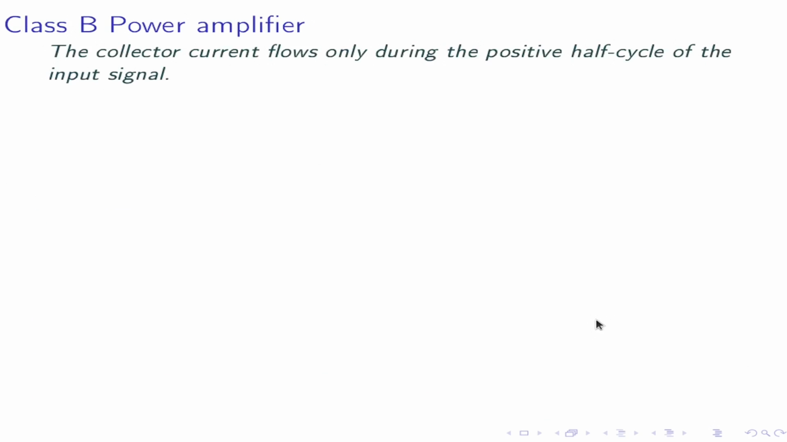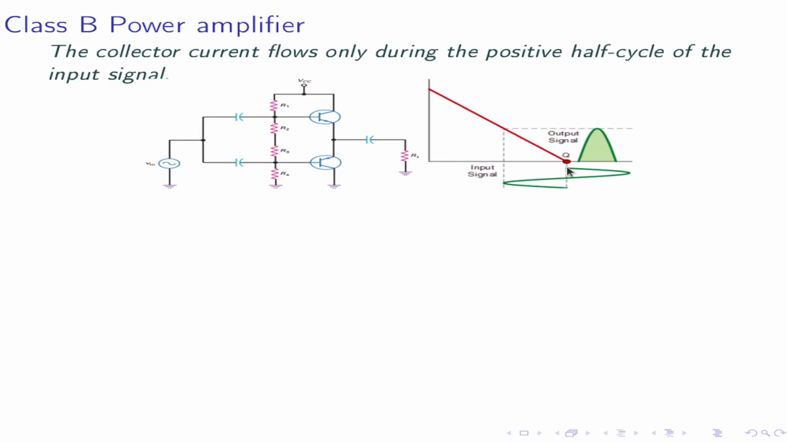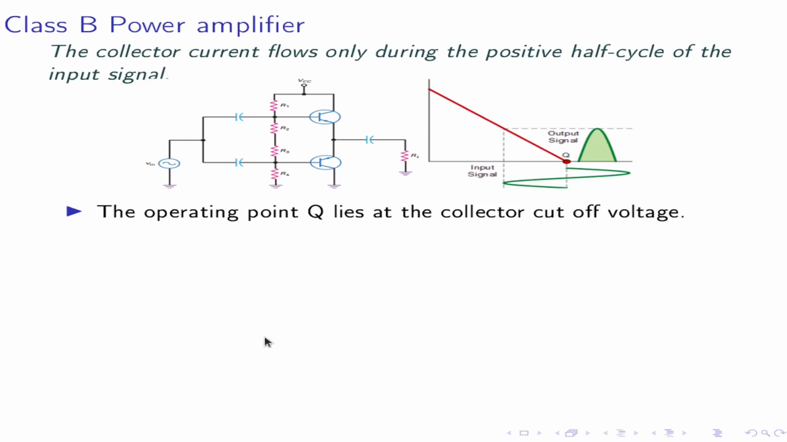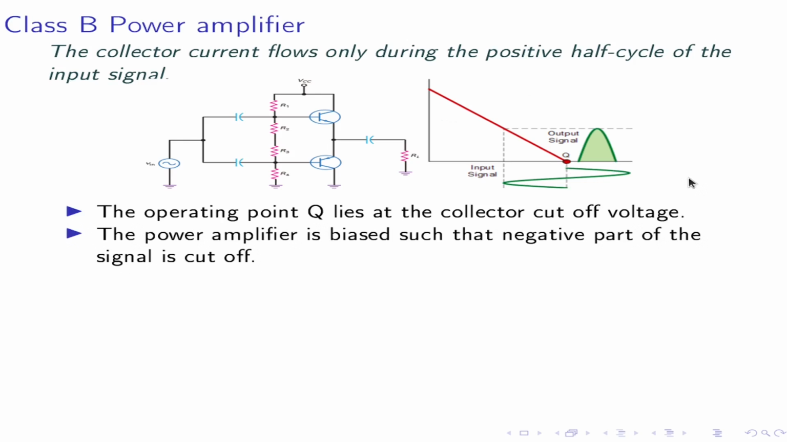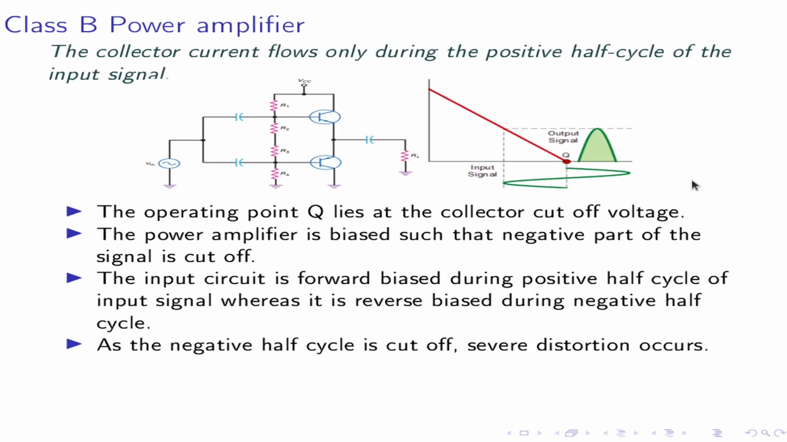Class B power amplifier. In Class B power amplifier, the collector current flows only during the positive half cycle of the input signal. This is a Class B power amplifier. Here we use 2 transistors. The Q point is here and only the positive half cycle is used in the output signal. The operating point Q lies at the collector cutoff voltage. The power amplifier is biased such that the negative part of the signal is cut off. The input circuit is forward biased during the positive half cycle of the input signal, whereas it is reverse biased during the negative half cycle. As the negative half cycle is cut off, severe distortion occurs in Class B power amplifier.